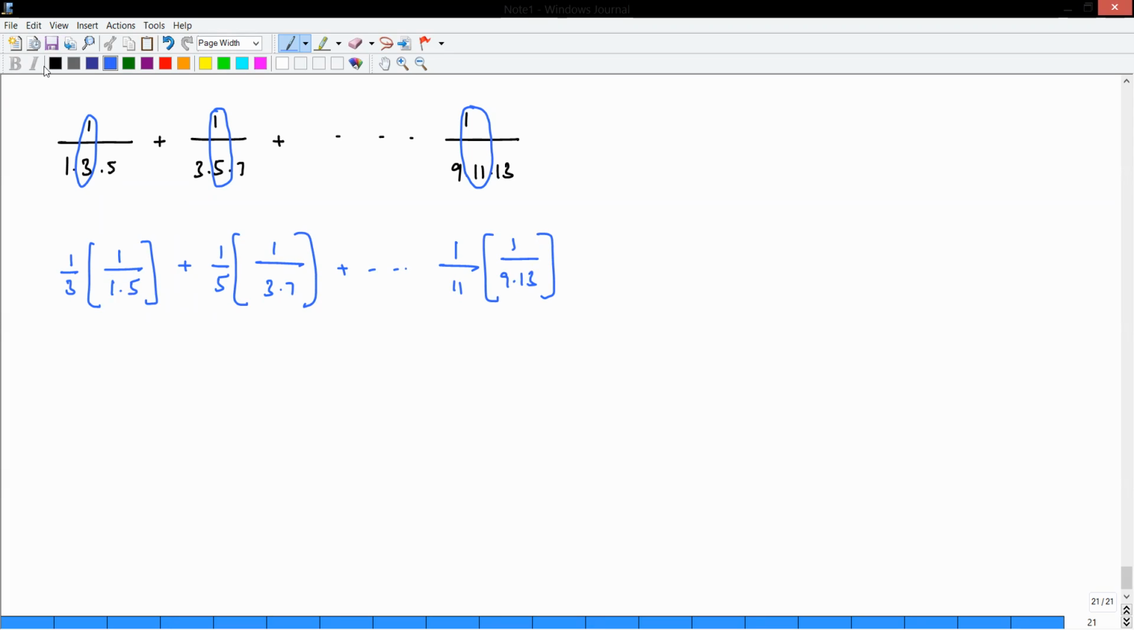So what you need to do is just write down and expand these terms. 1 by 4, right? Difference is 4. Then you can write it as 1 by 3, 1 by 1 minus 1 by 5.